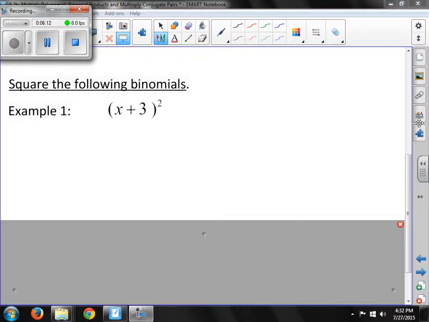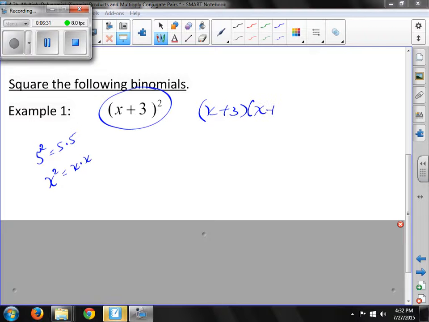So we want to square the following binomials. We could start off reminding ourselves that 5 squared is 5 times 5, and that x squared is x times x, so that when we see our x plus 3 squared, we'll know that that's x plus 3 times x plus 3. Now, there is a formula you can memorize to do these problems, but I don't think it's necessary to memorize a formula when it's this easy to multiply out.